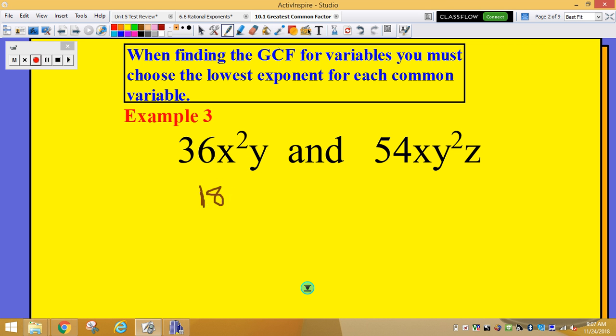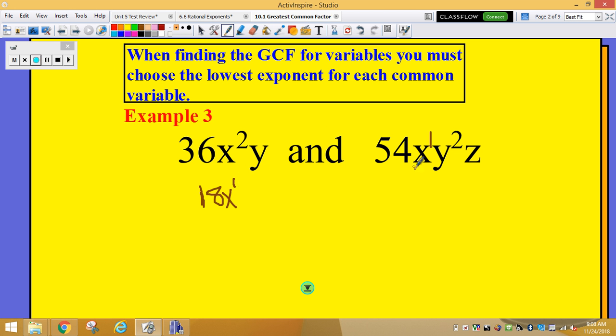Now, what do you do with letters? Well, it says right here: when you're doing it for variables, you choose the lowest exponent for each common variable. So there's two parts. They both have to have the variable, and then you pick the smallest exponent. So let's start with x's. Do they both have an x? Yes. So that's going to be part of my GCF. You pick the lowest exponent. This one has a 2, this one has a 1. Well, the 1 is the smaller exponent.